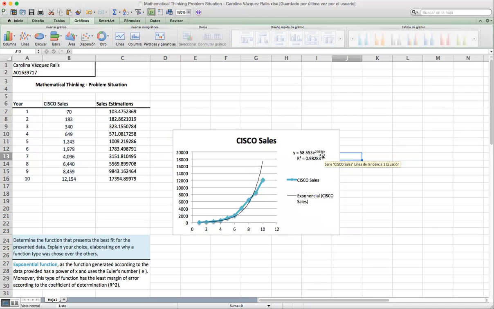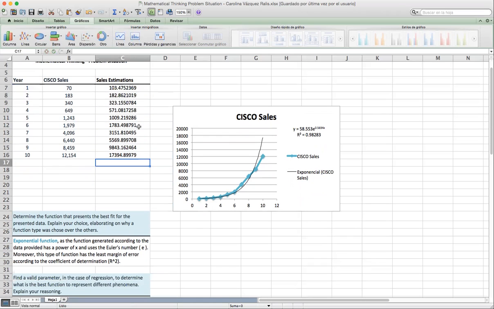Okay, so now how can we find the sales estimations for the company? What we basically need to do is just substitute our equation, and the only thing that is going to change is that it is going to be multiplied by X, which in this case stands for the years. So that's the only thing that's going to change. So here we can see 58.553 exponent 0.5694 multiplied by X, which in this case is the 1. And we basically just need to drag it all the way down, and we are going to get all of our sales estimations, okay? So here we go.